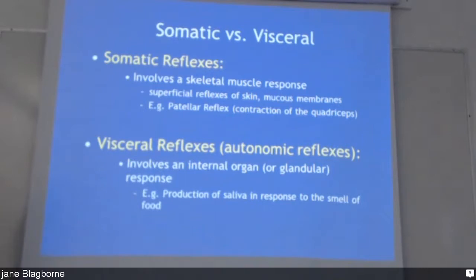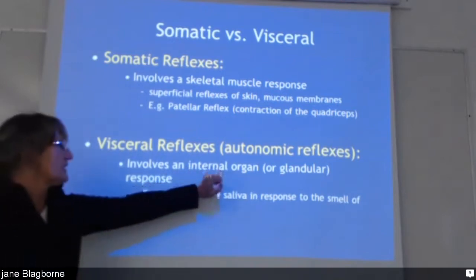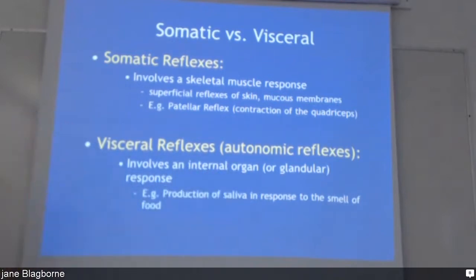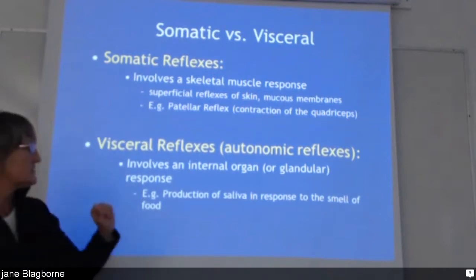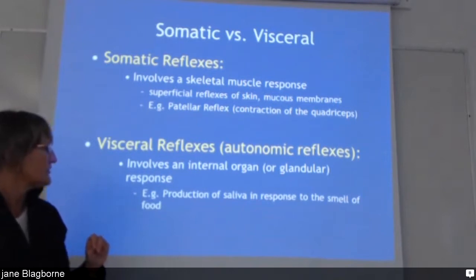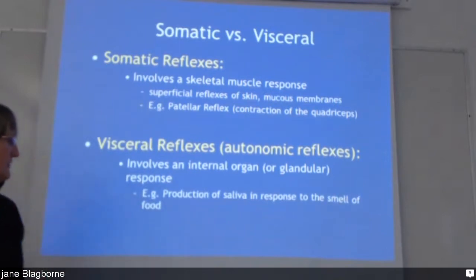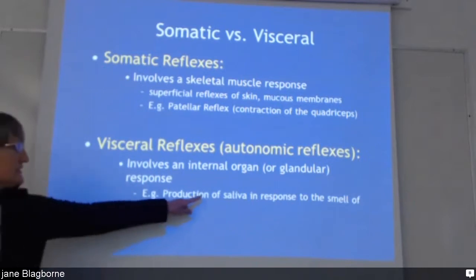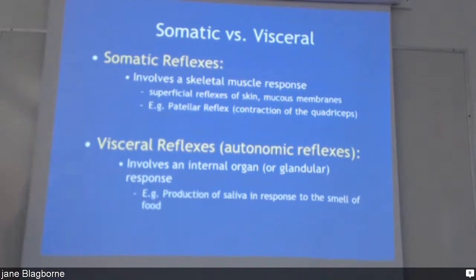So the visceral reflexes are internal organs or glands. Any of your internal organs, like your pancreas, which is glandular, and actually it's both. It also produces enzymes for digestion. A good example of a reflex is saliva in response to the smell of food, because you don't really think about producing saliva. It's just a reflex when you smell something good.